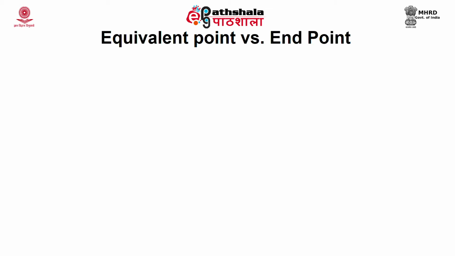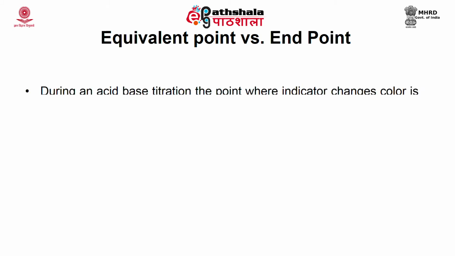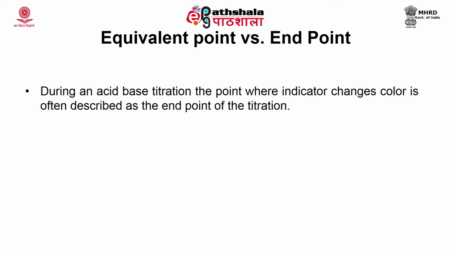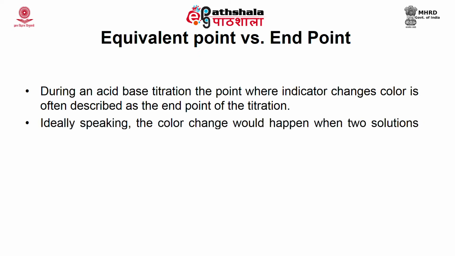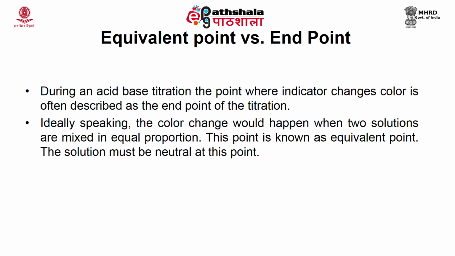Equivalence point versus end point. During an acid-base titration, the point where the indicator changes color is often described as the end point of the titration. The end point of the titration is usually the visible point where the color change is observed. Ideally speaking, the color change would happen when two solutions are mixed in equal proportion. This point is known as the equivalence point. The solution must be neutral at this point, but it may or may not happen.